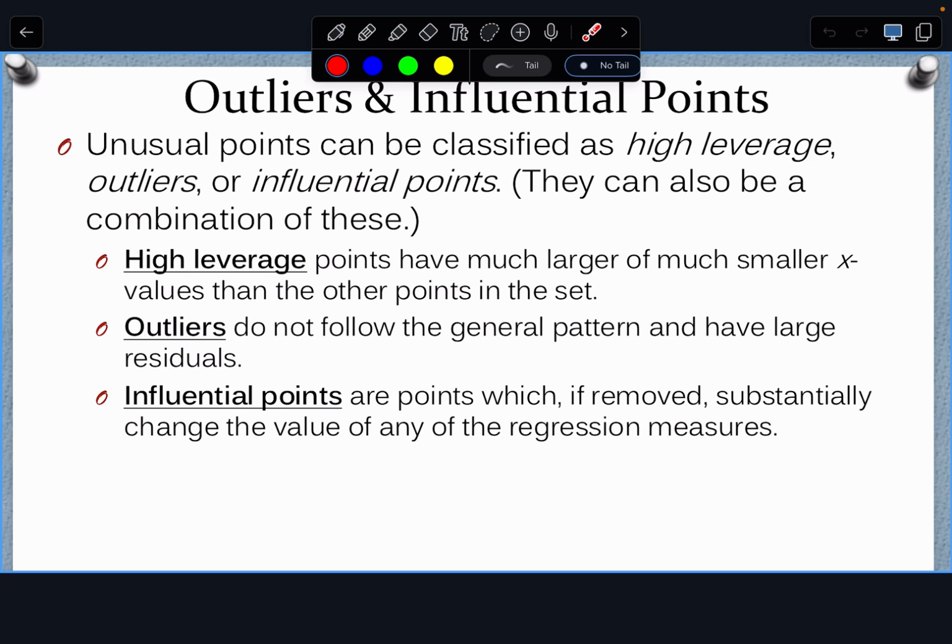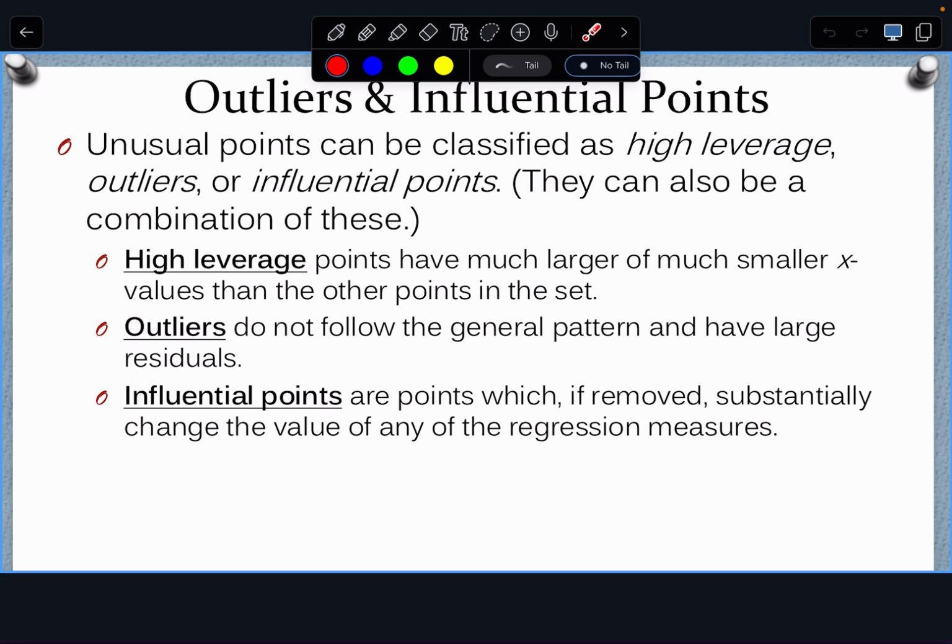And then influential points are any points which, if we remove them, or like in our case, we added them in, substantially change the value of the different regression measures. Now, in most cases, if we classify a value as high leverage or outlier, they're also going to be influential points. Now, when we classify things as influential points, we do need to be specific as to what they influence, because we did see some times where we had an outlier that affected one thing but not another.